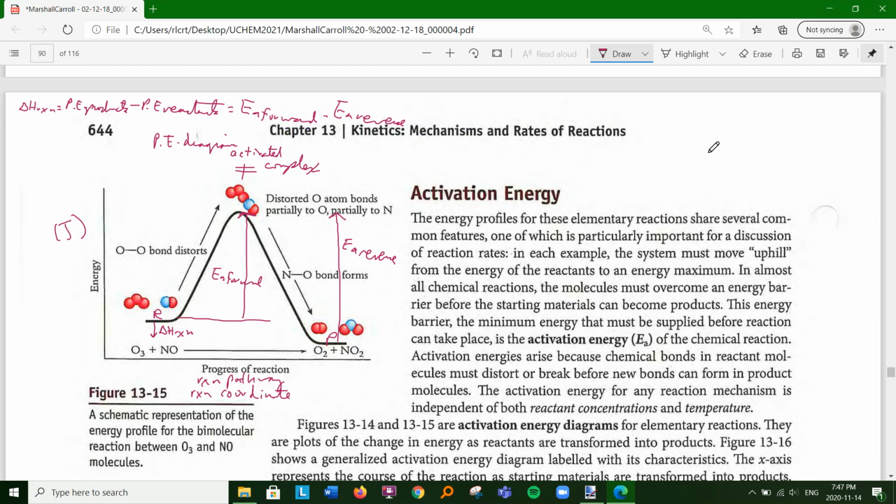If I was looking at an endothermic example, then the reactants would be lower down than the products. My delta H will be positive. I have a net input of energy into the system. I still have a forward activation energy from the reactants to the activated complex, so that's EA forward. And from the products to the top, that's EA reverse. So the activation energy is the minimum amount of energy needed to form an activated complex, right?